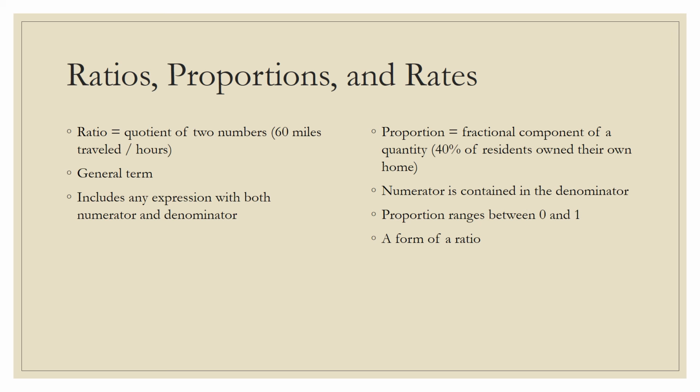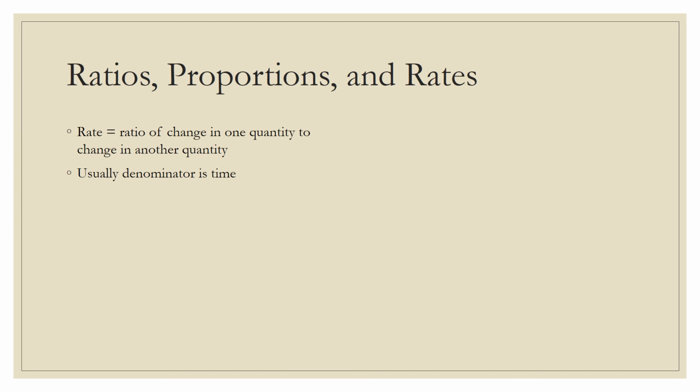A proportion always ranges from 0 to 1, or if you're looking at it in a percentage, from 0% to 100%. And again, a proportion is a type of ratio. A rate is also a type of ratio, but it's a change in one quantity to a change in another quantity. Almost always the denominator is some unit of time. So this could be days, hours, minutes, years, etc.